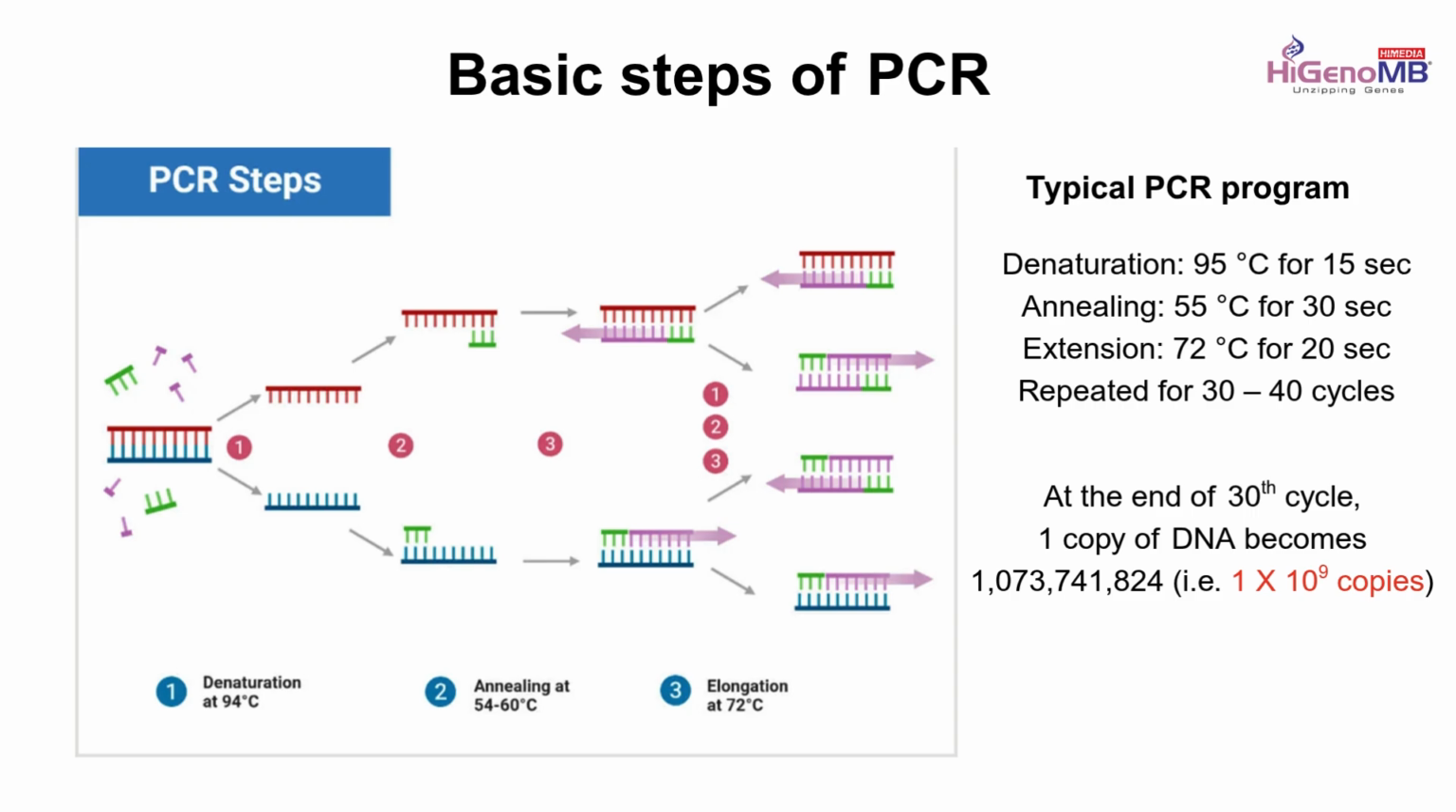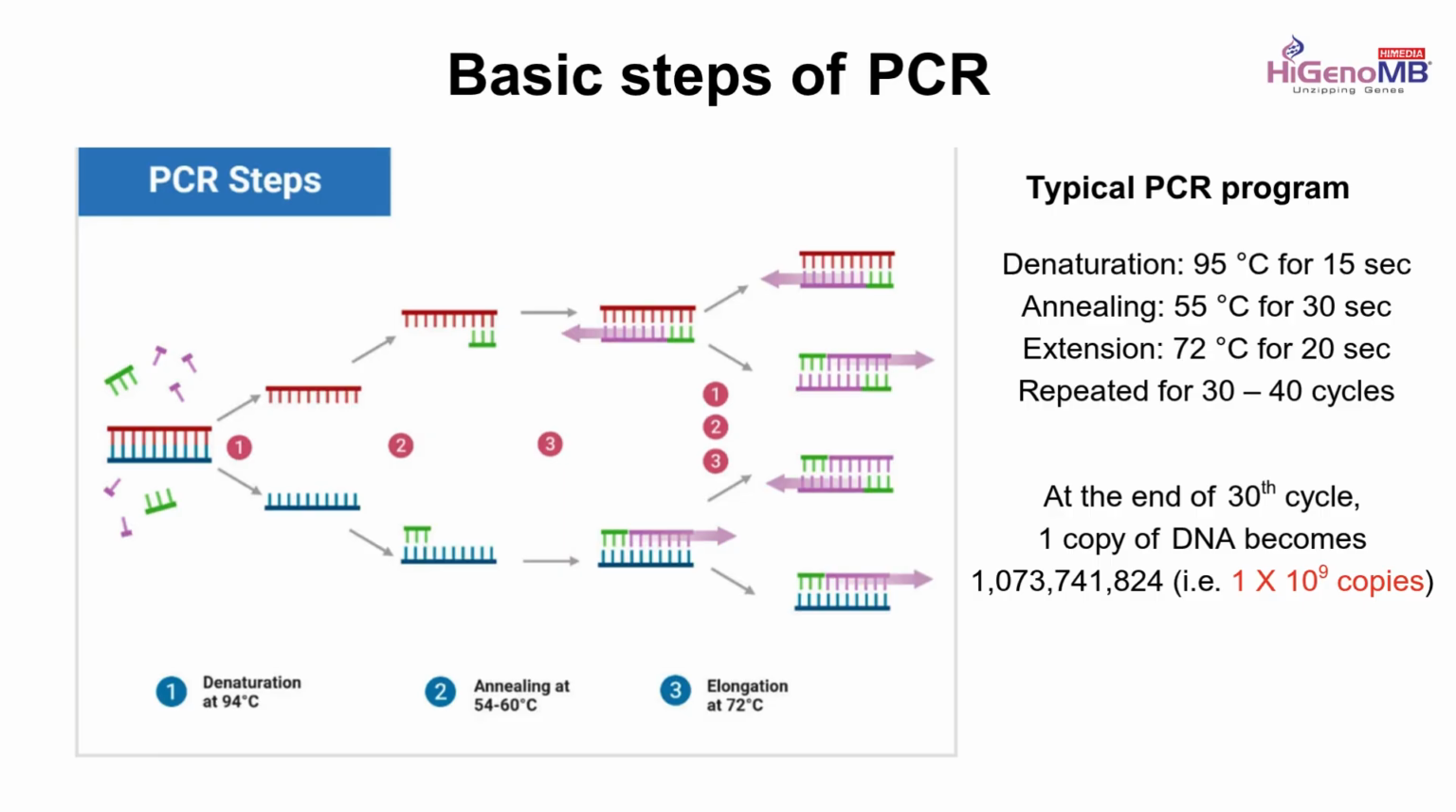So this is the typical PCR program where denaturation for 15 seconds at 95 degrees, annealing of the primers happens at 55 degrees for 30 seconds, and extension happens at 72 degrees for 20 seconds, which is repeated for 30 to 40 cycles.